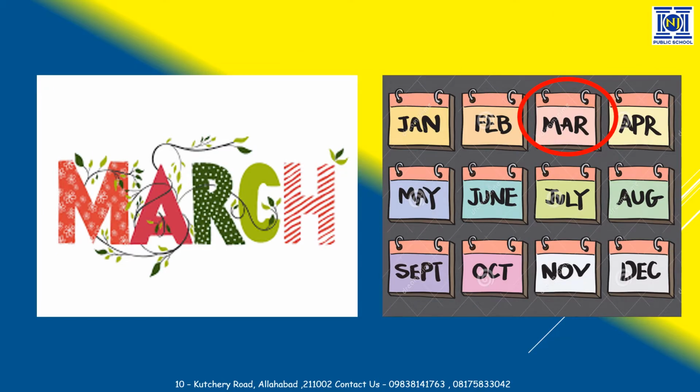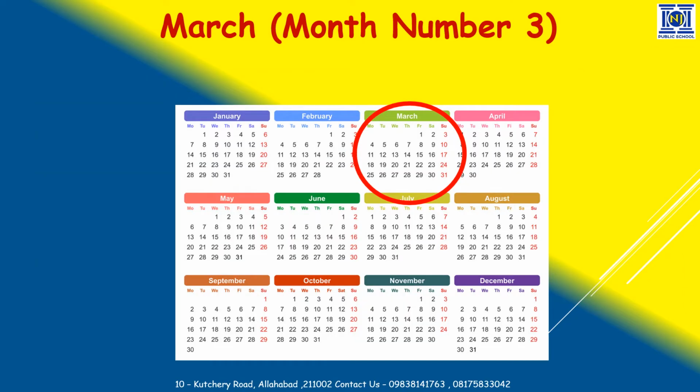Next month is the month of March. Children, can you see over here? I have written a date. 4/3/2020. The month of March is represented by the number 3. So, how will we read this date? 4th March 2020. As March is represented by the number 3, how will we read this? 4th March 2020.